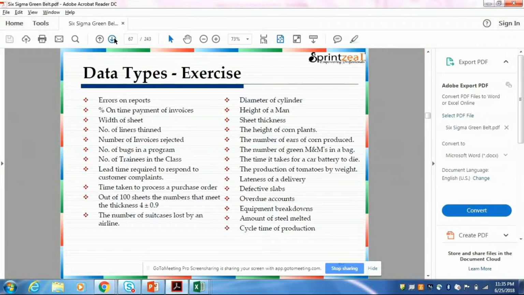Width of a sheet would be continuous. Number of liners thin. I have no idea what that is. I'm going to skip it.